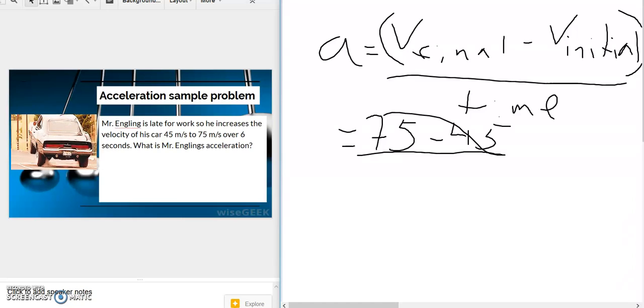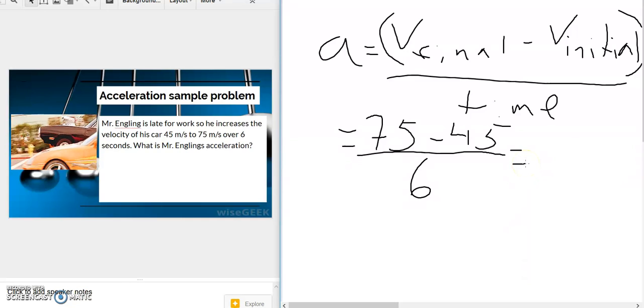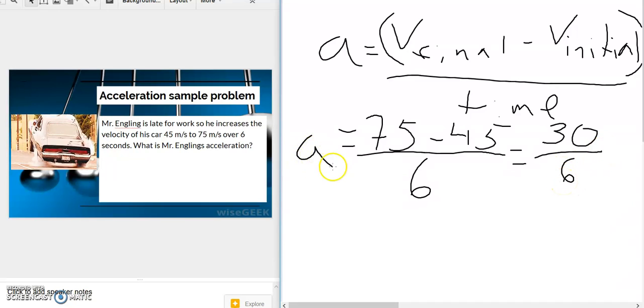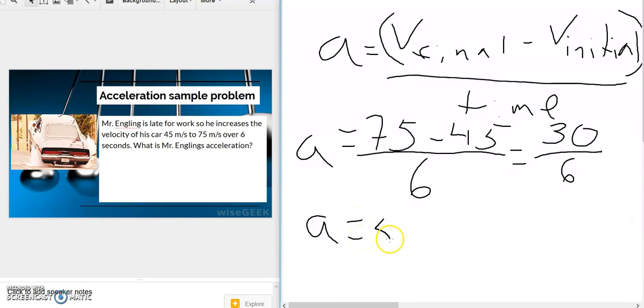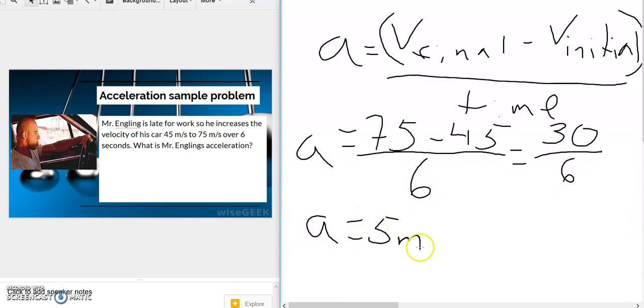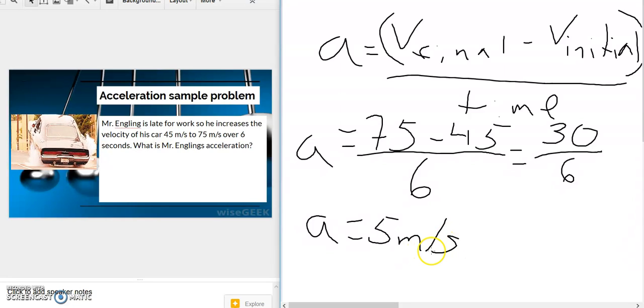Oops, I made an extra line there. So here's 6 seconds. Then we do a little bit of math here. 75 minus 45 is 30 over 6. So if we divide that out, A, or acceleration, is equal to 5. And now this is important. You have to remember your units here. 5 meters per second squared. So that's the answer to that problem.